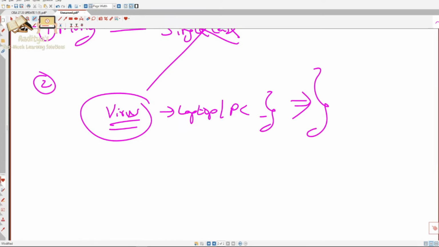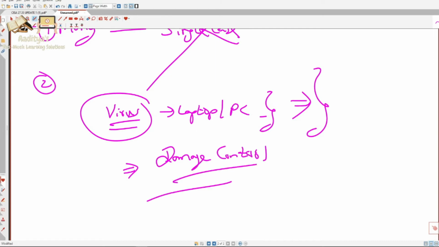So the first step, we have seen one question where the answer was, you will remove that laptop or that PC from the entire network. So that was with regards to damage control. You have to understand that the first step would be that you have to control the damage.